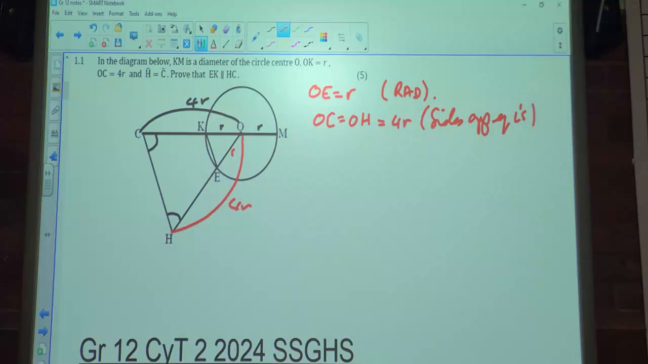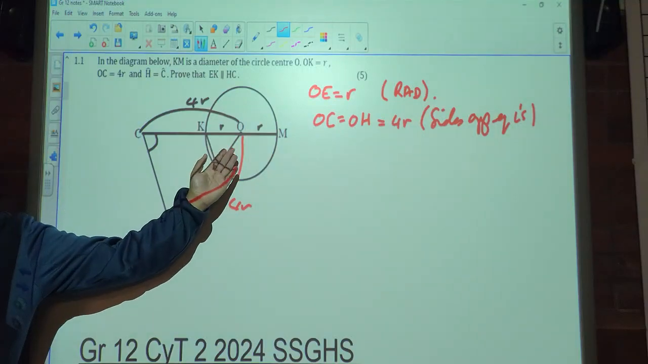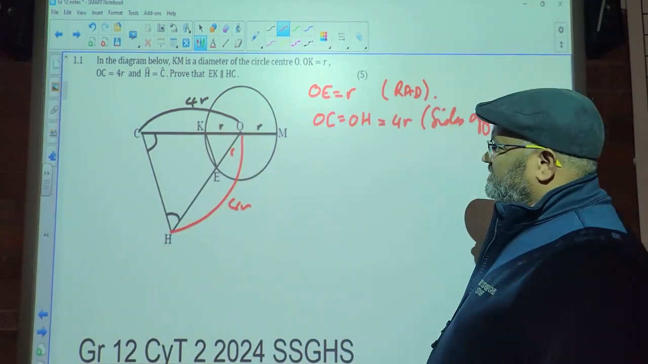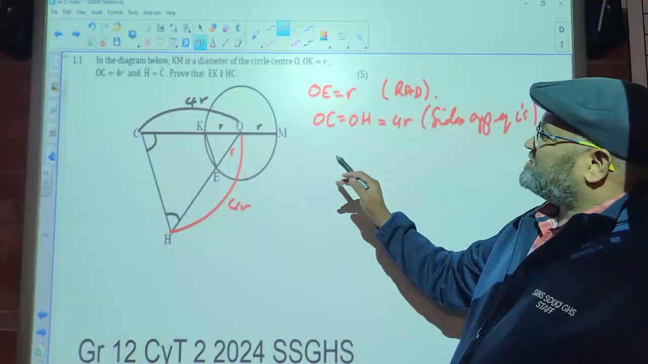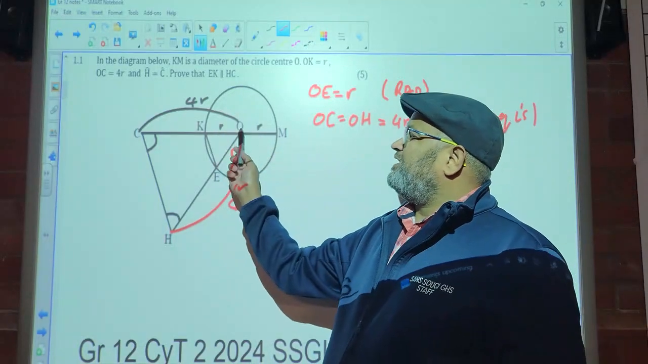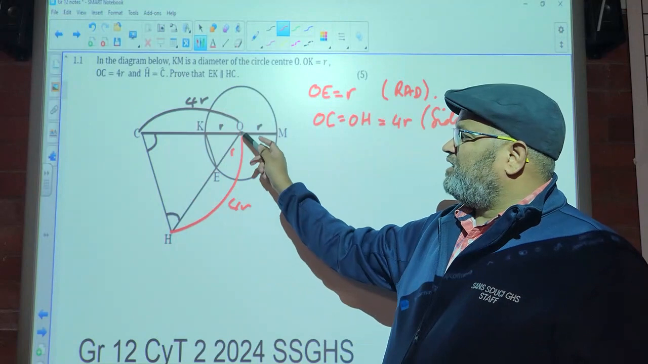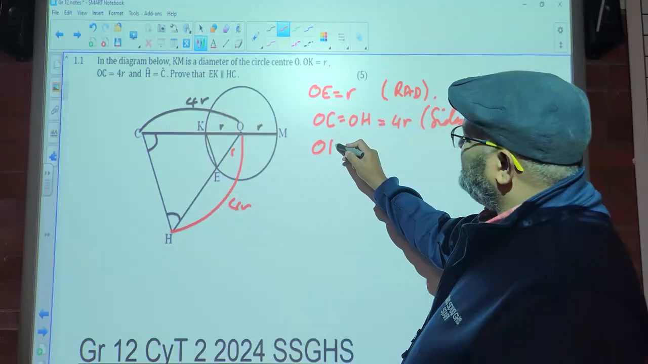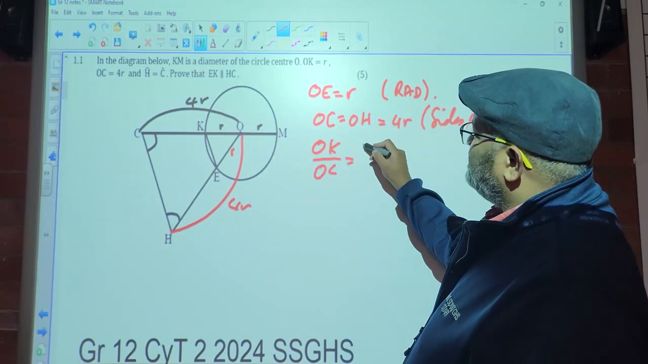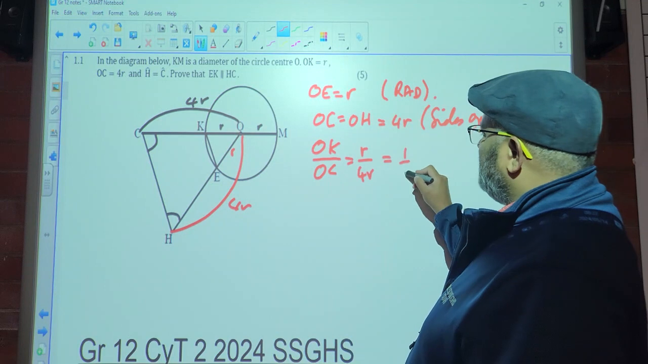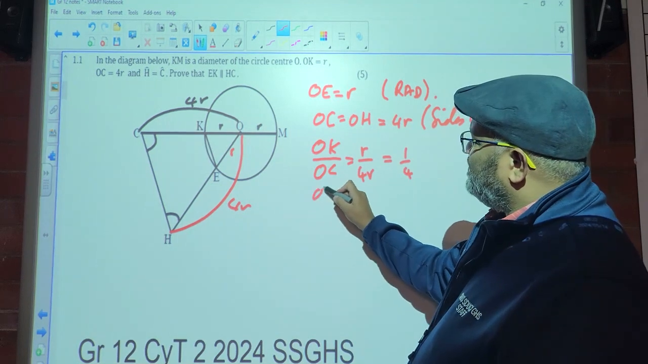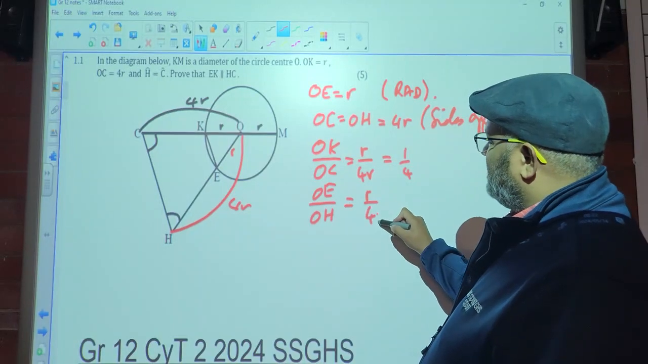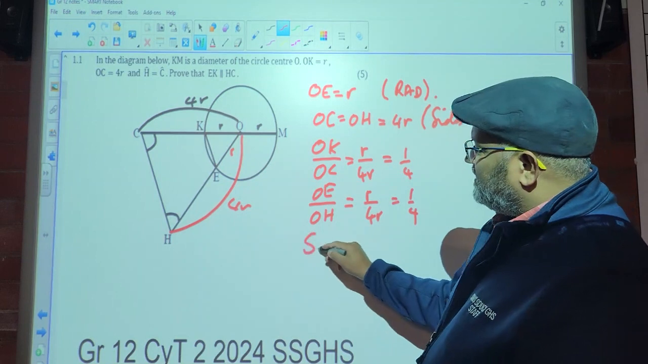So that sets up, as you can see, almost the converse of the proportionality theorem. So from here we can't go straight and say that OK over OC is equal to OE over OH. We have to firstly say that OK over OC is equal to R over 4R, which is equal to 1 over 4. Now we say that OE over OH is equal to R over 4R, which is equal to a quarter.